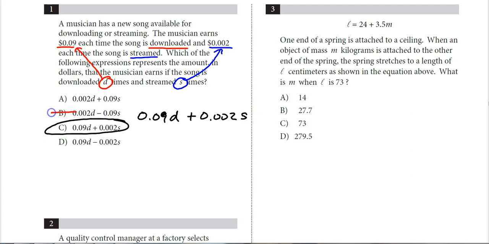So B and D do not make sense because there's a subtraction sign in there. You would not subtract those two, you would add those together. And A is wrong because the two number parts are mixed up. You're getting 9 cents for a download and 0.002 for streaming, not vice versa. So that one was just backwards. So the correct answer is C.